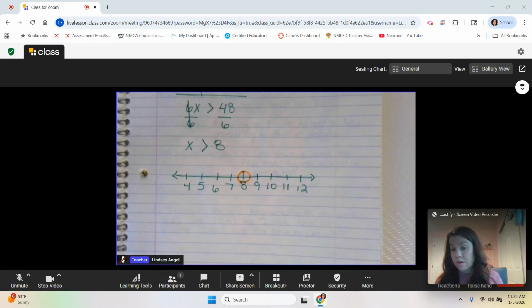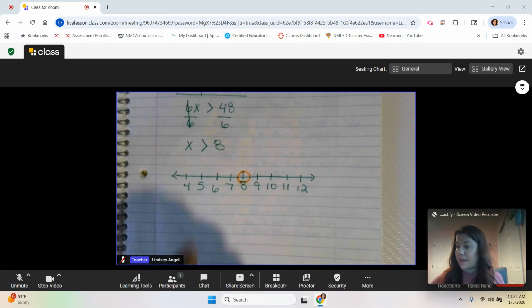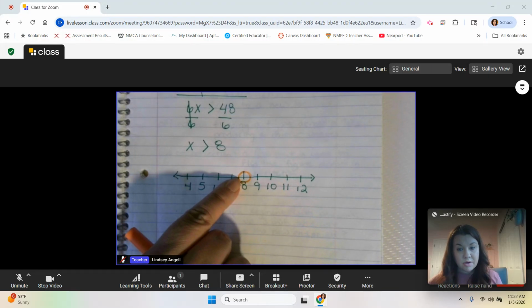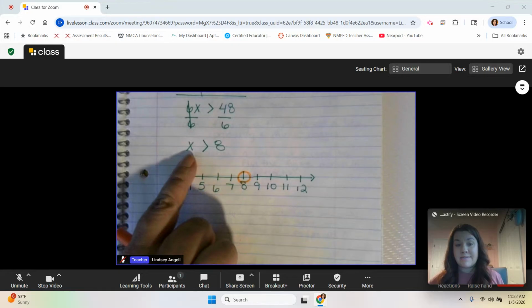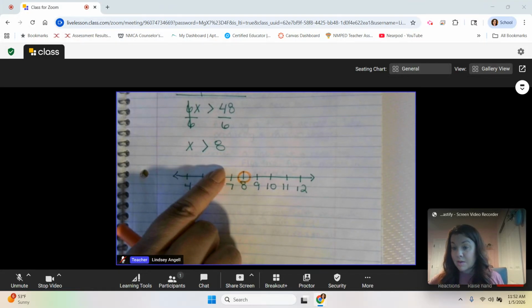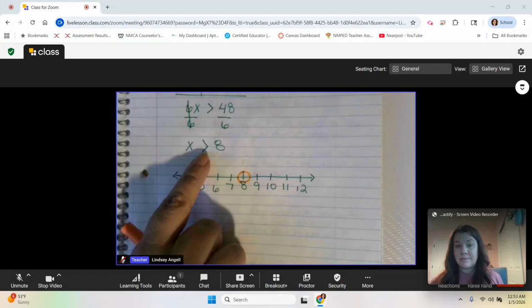I am not going to color it in because this is not a greater than or equal to symbol. So yes, this is where our graph starts, but we're not including 8 in our number set, or like the answers that can be included, okay? Because if I were to plug 8 in here, 8 is not greater than 8, right? 8 is equal to 8, but so it's not part of this.